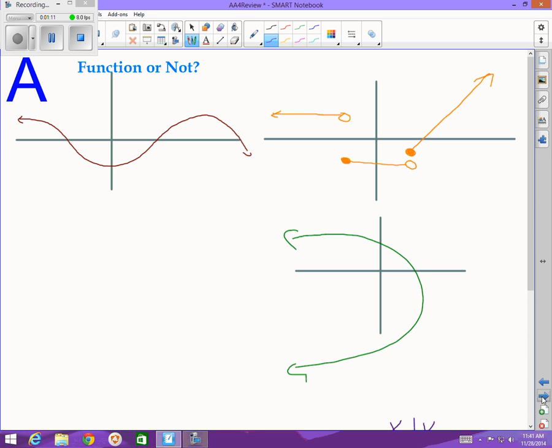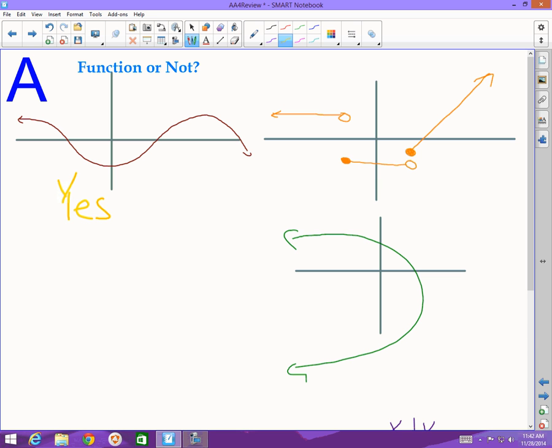Starting with, is it a function or not? This first one would be yes, it is, because there's no vertical line that you can draw through it and hit it in more than one place. Or because for a function, each x has one and only one y, and that's the case throughout the whole thing.